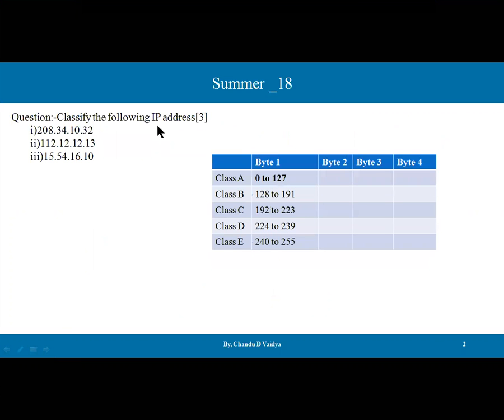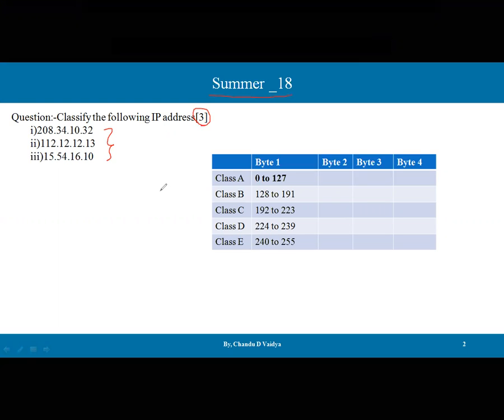In order to find out the class of an IP address, let's first discuss the Summer 18 paper. In the Summer 18 paper, there is a question: classify the following IP addresses, for 3 marks. This is a short 3-mark question, and three IP addresses are given. They ask us to classify the following IP addresses into specific classes.